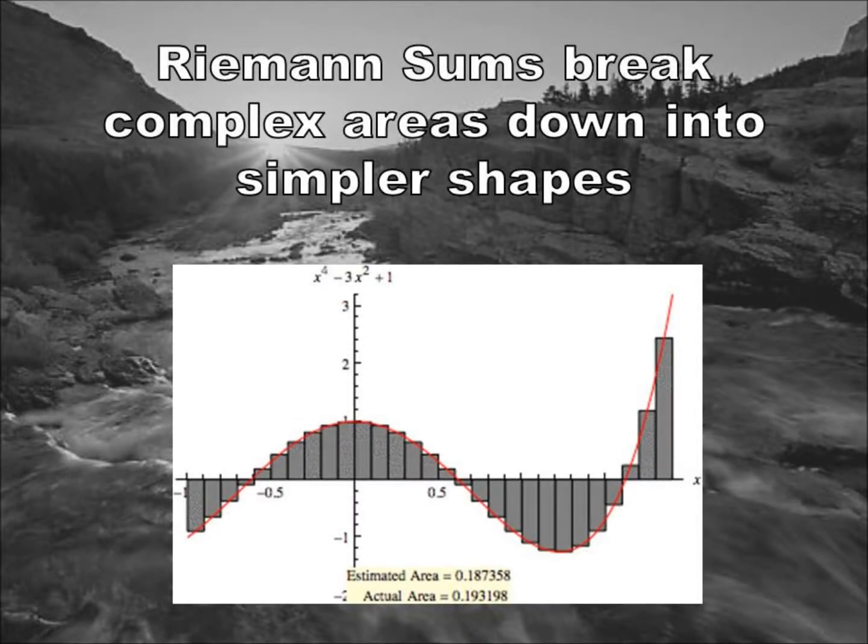A Riemann sum is a method of approximating an integral that uses the height of a given function at an evenly distributed interval to find the area under a curve by breaking it down into simple rectangular shapes. It's slightly prone to error, but usually is close enough to get the job done.